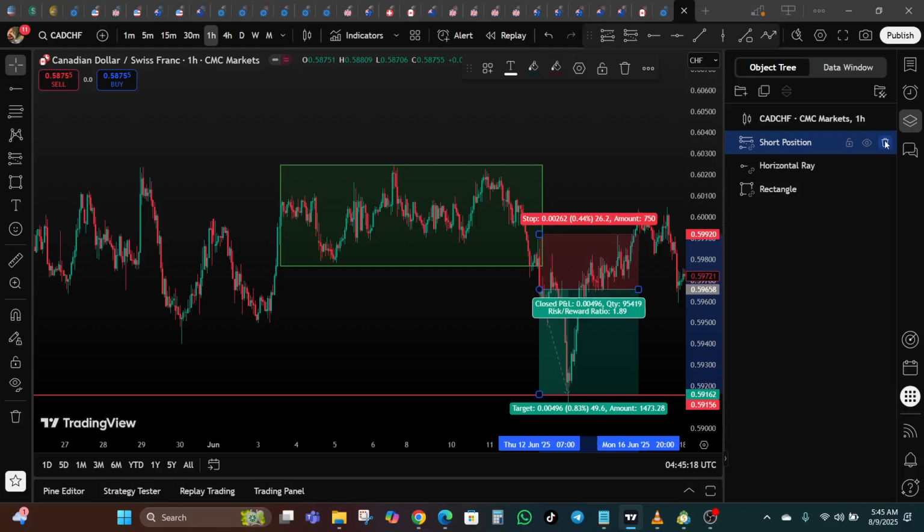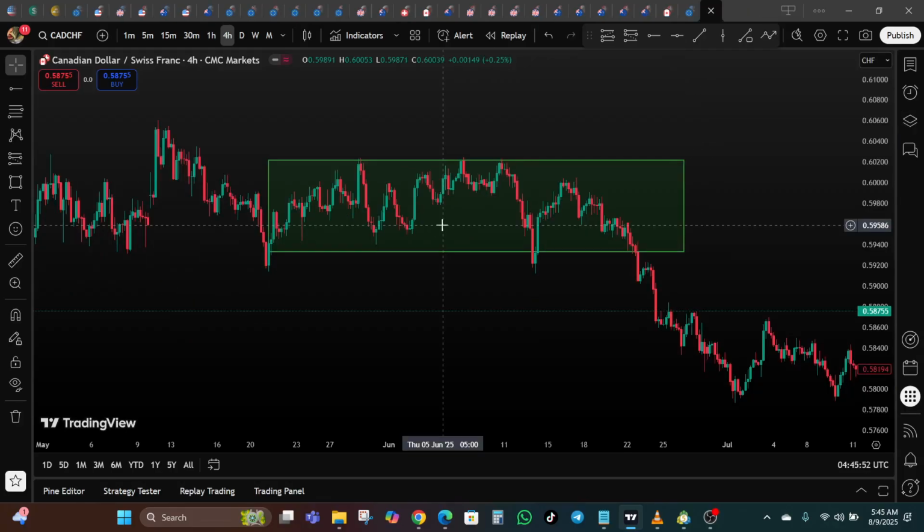This occurs when price is bouncing between support and resistance. You identify the range boundaries. You can just use a rectangle to identify the range boundaries, or better still, you can use your horizontal line and just mark out perhaps the first two rejections.